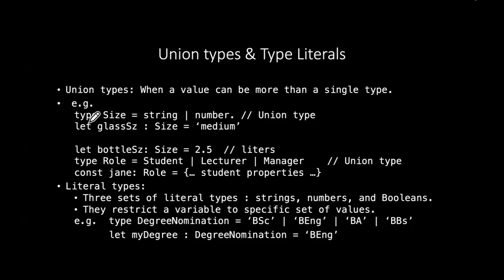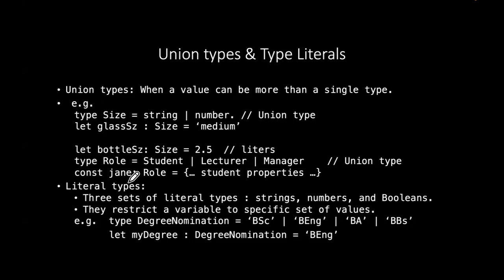Here's some examples. I'm declaring a variable here called glass size. I'm saying it's of type size, and I'm assigning it a string. So the compiler is happy with that because that's respecting this. Down here, I'm declaring another variable called bottle size. Its type is size, but this time I'm assigning it a number. And the compiler is happy with that as well. So what we would say is that this size type here, we would classify it as a union type. So that's union types, and there are lots of cases when they're very useful.